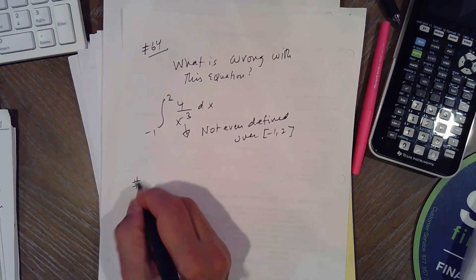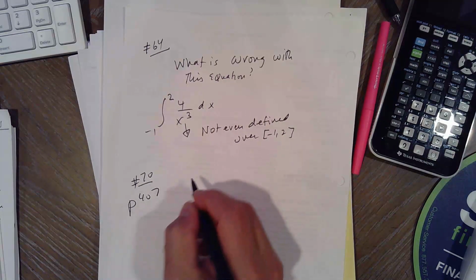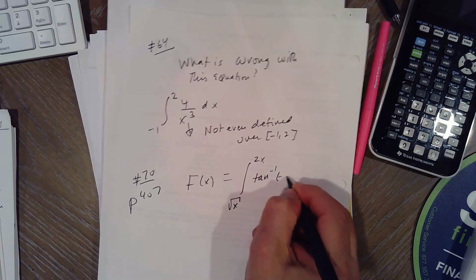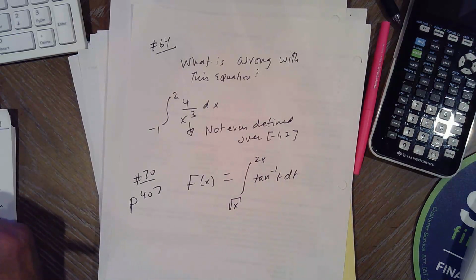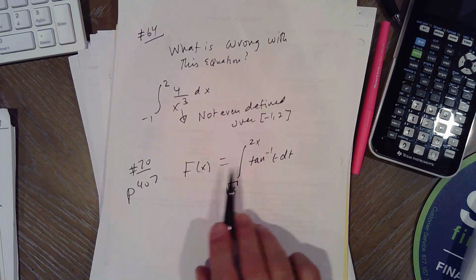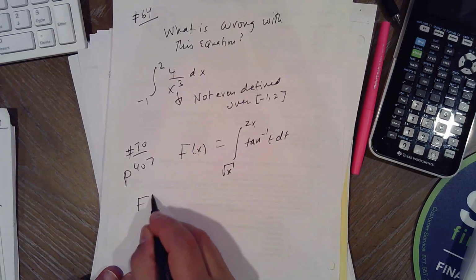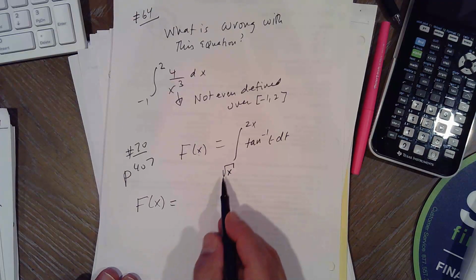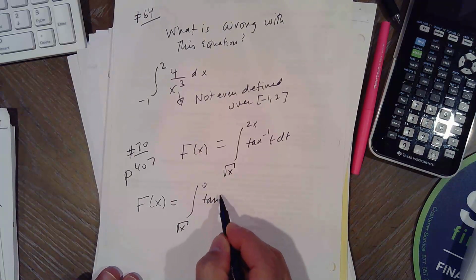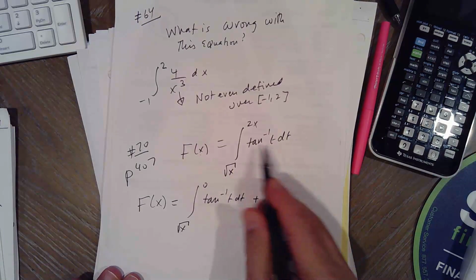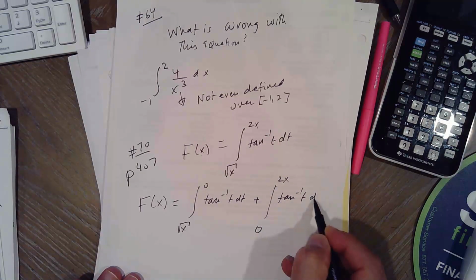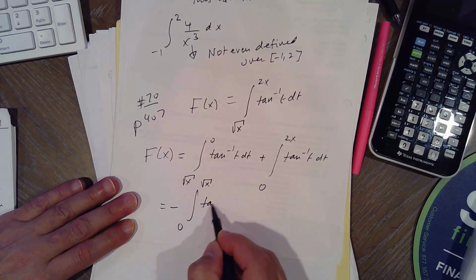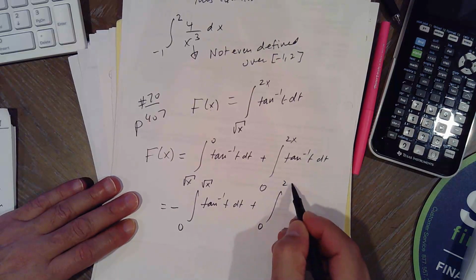Okay, let's look at number 70, page 47. We have f of x equals the integral from square root of x to 2x of tangent inverse t dt, and we're to find the derivative of this. But before we can find the derivative, we have to split it up so we can use the first fundamental theorem of calculus. So we'll write the integral from square root of x to 0 of tangent inverse t dt, and then 0 to 2x of tangent inverse t dt. Now the lower limit has to be a constant, so we make the first one a negative, and flip the limits. The lower limit is a constant, we're good.